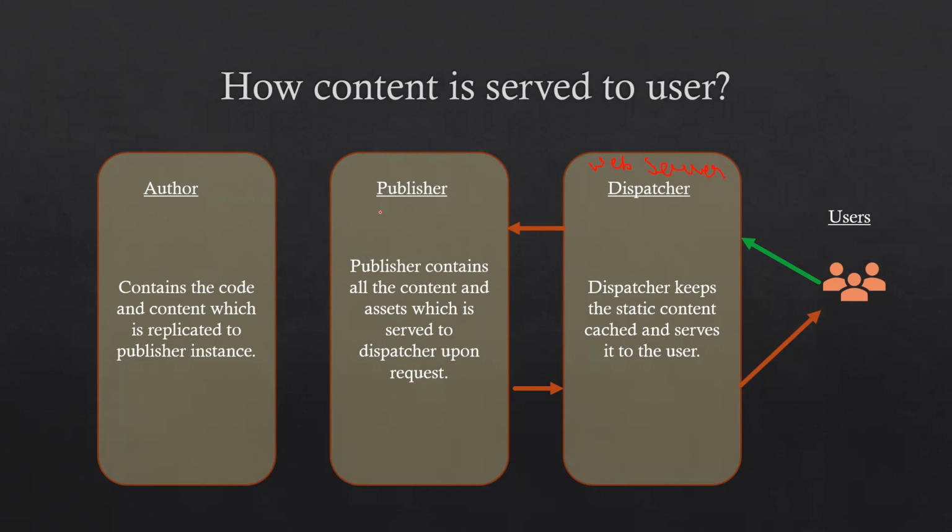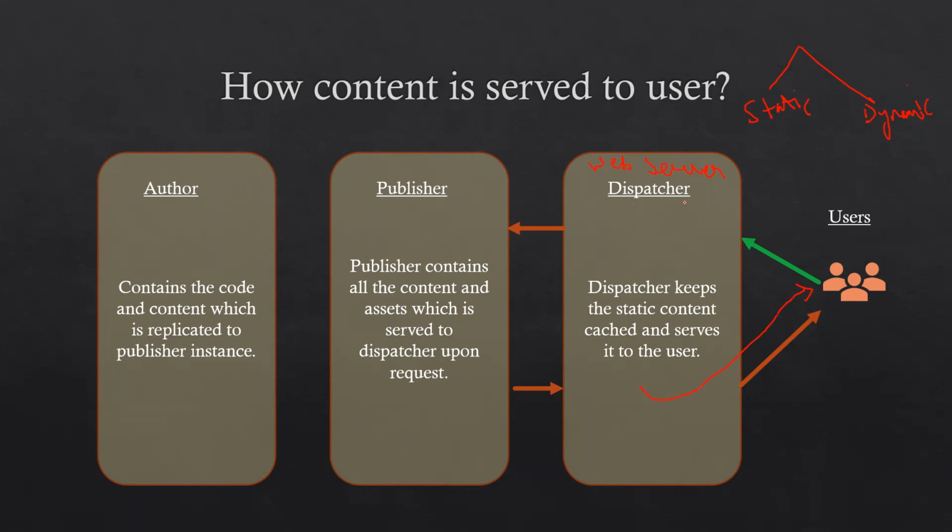Now, the website that you have contains two kinds of data, right? One is static, and another one is dynamic. All the static data can be cached by the dispatcher. And whenever the end user requests that data, the dispatcher will simply check in the cache and return it back to the end user. Your process of serving the content would be over. Publisher will not be disturbed.